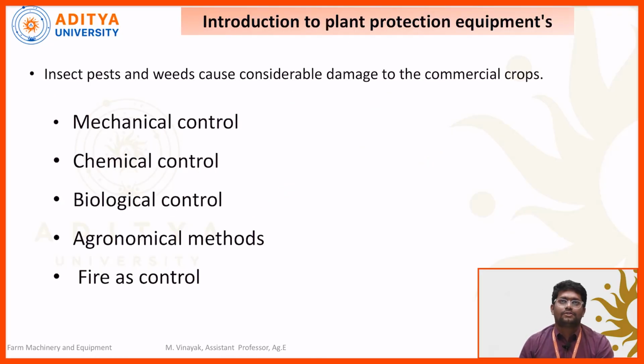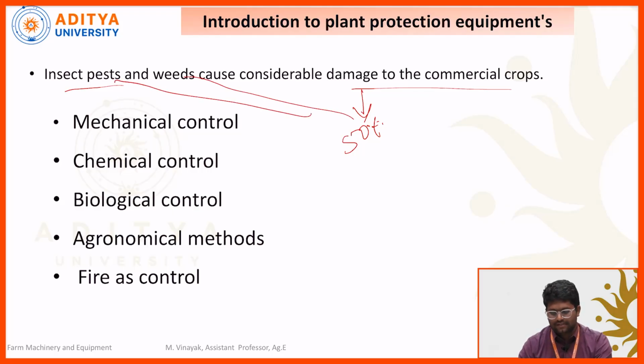Before going to spraying, why do we need a sprayer? Most crops as well as plant material are attacked by insects and pests. Almost 50% of the production will be reduced due to pest and disease attack on the plant. It can be reduced by applying chemicals and fertilizer to the plant material. Insects, pests and weeds cause considerable damage to commercial crops, and almost 50% of crop production decreases due to pests and weeds.